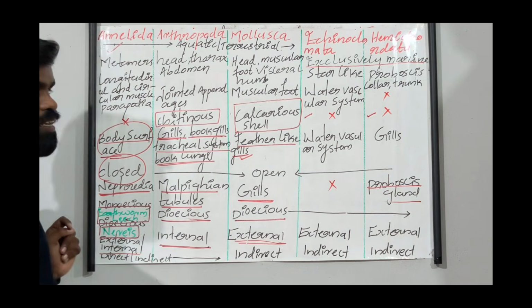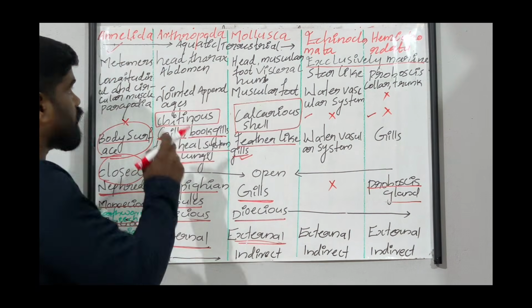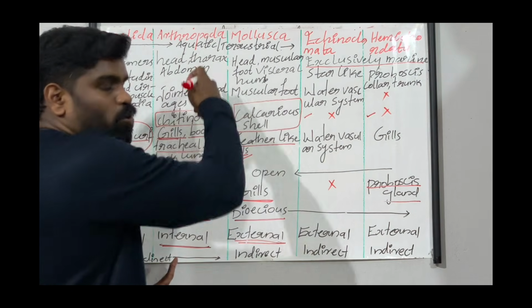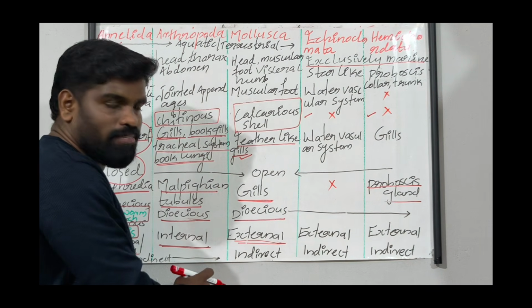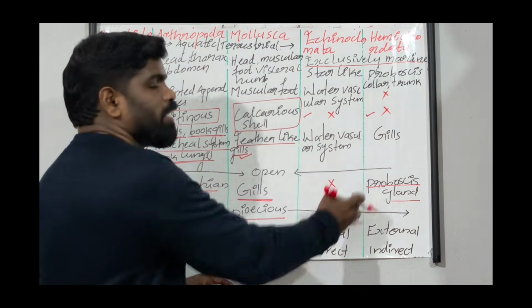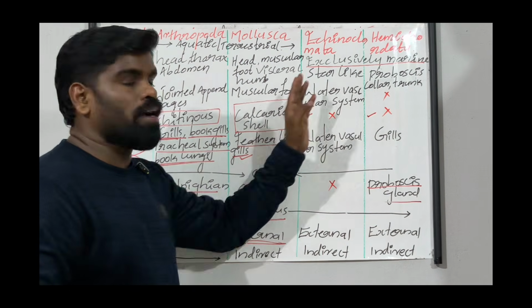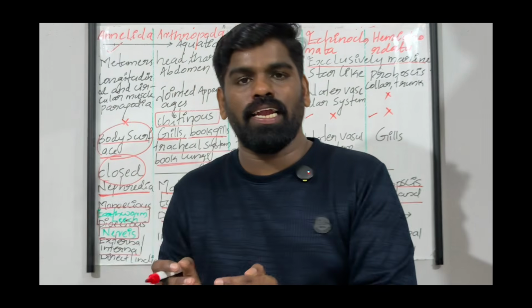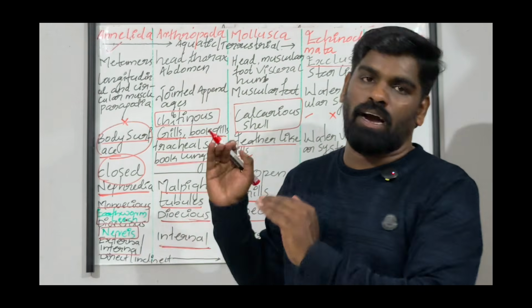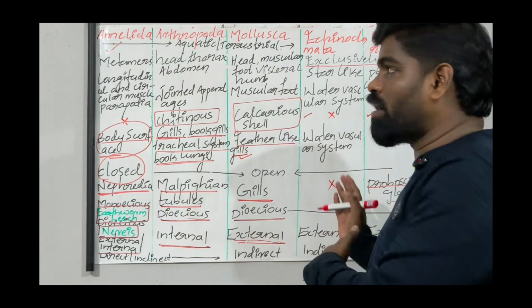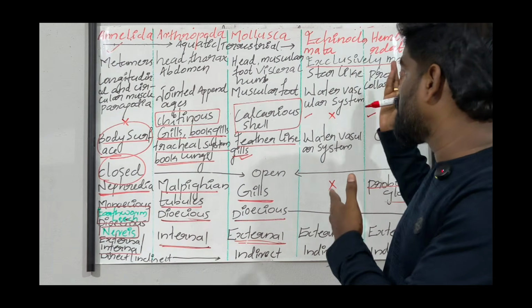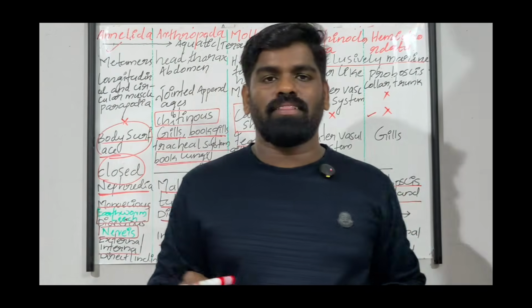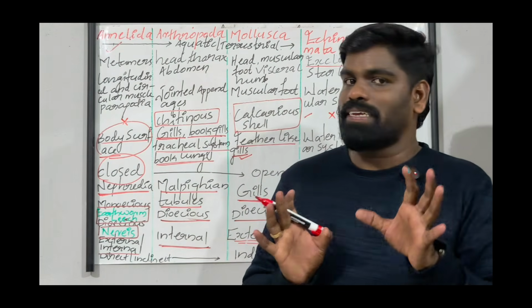Now the last one, development. In case of annelids, they have direct or indirect development. Arthropoda also has direct or indirect development. All the remaining phyla, like Echinoderms, Mollusca, and Hemichordata, have indirect development. So these are the major phyla and their characters in case of non-chordates.